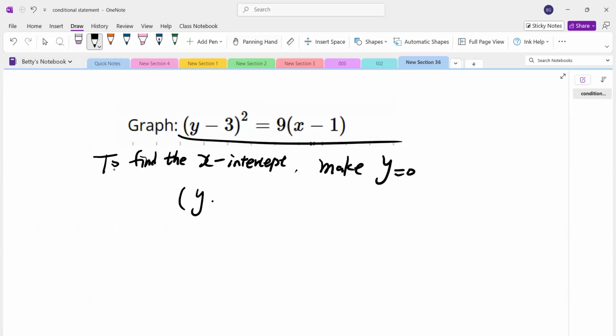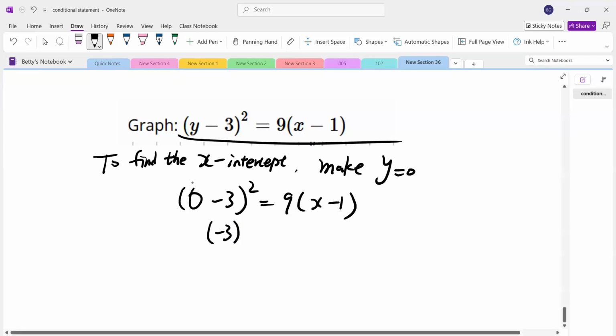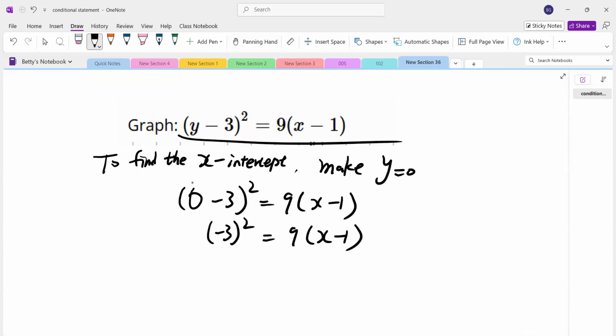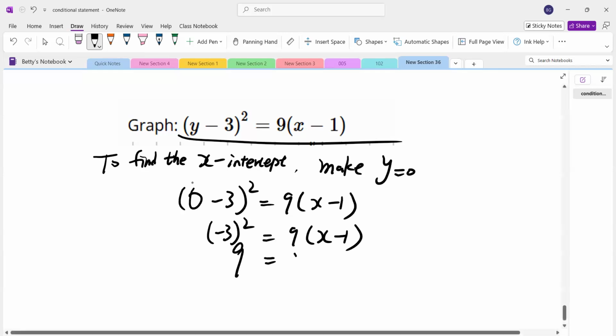So we have y minus 3 to the power of 2 equals 9 times x minus 1. Y is going to be 0. 0 minus 3 is negative 3. The square of negative 3, a perfect square, will never be negative. So negative 3 times negative 3 is positive 9. Then divide each side by 9. You have 1 equals 9 over 9, which is also 1.